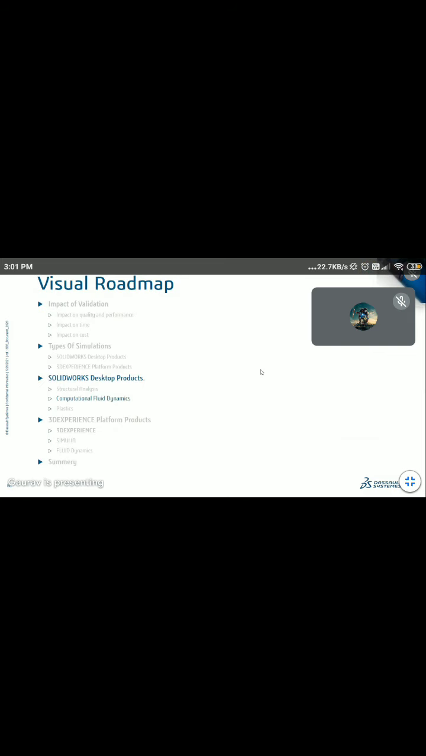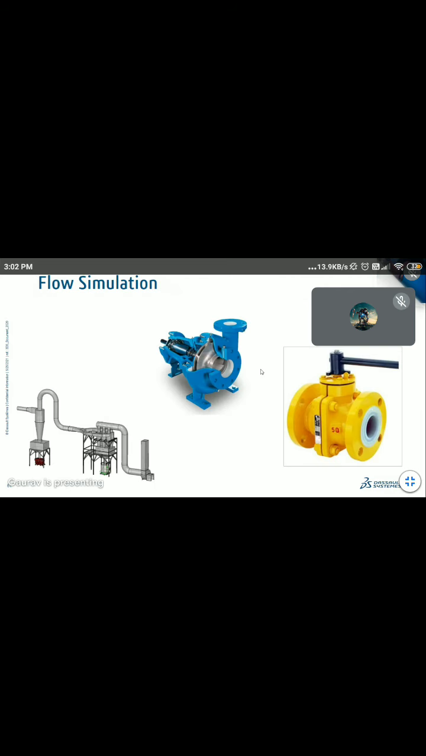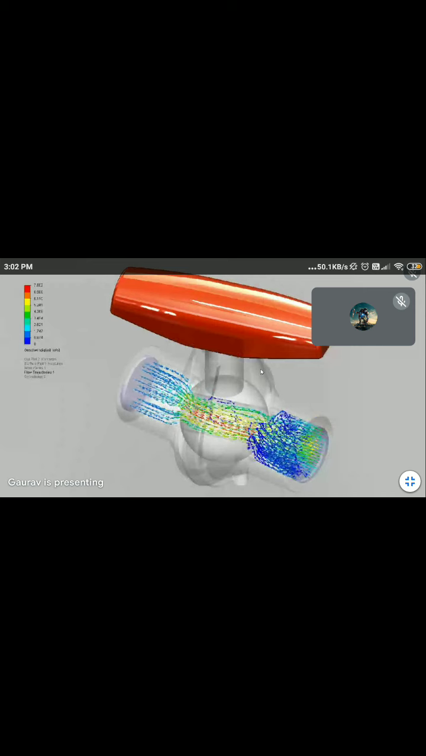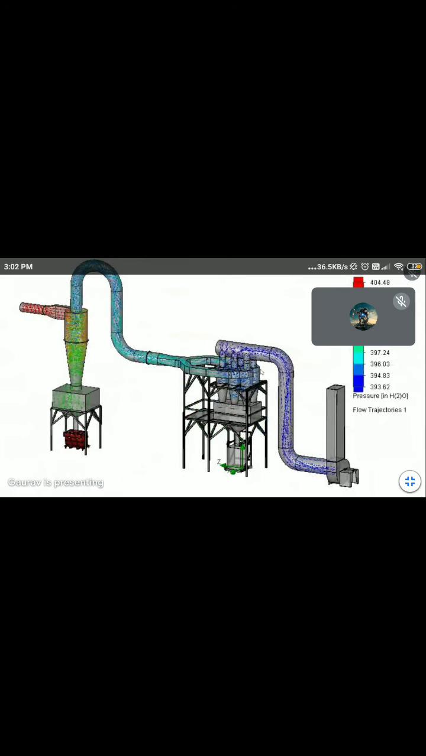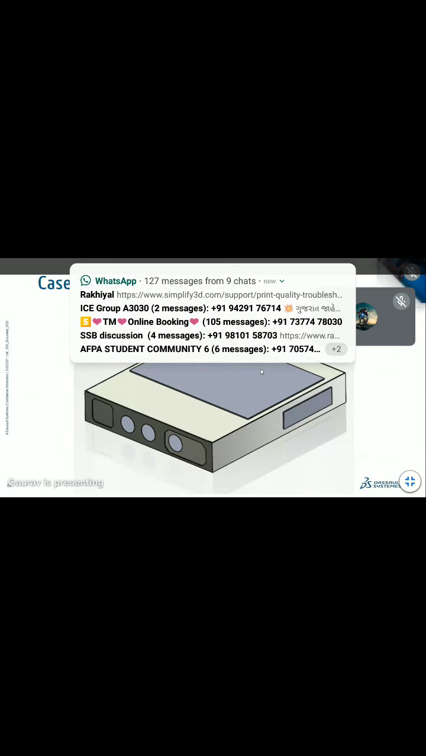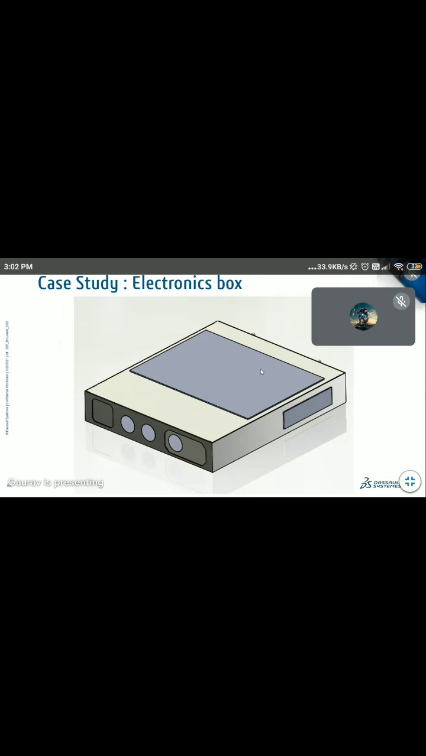Okay, so these were the few topics that I covered in the structural analysis. My next topic is computational fluid dynamics, where a fluid plays a very important role. It can be liquid, gaseous, etc., like an example of a valve or an example of the process industry. So today let me showcase an application of an electronic box. Let me just open the model.